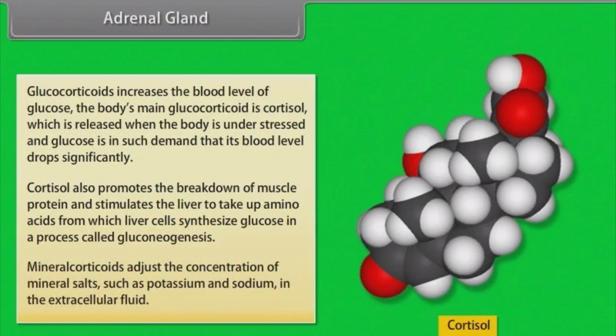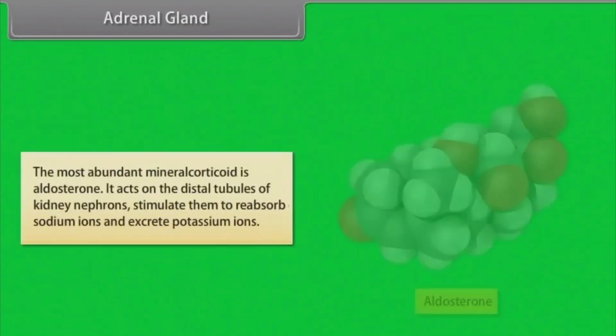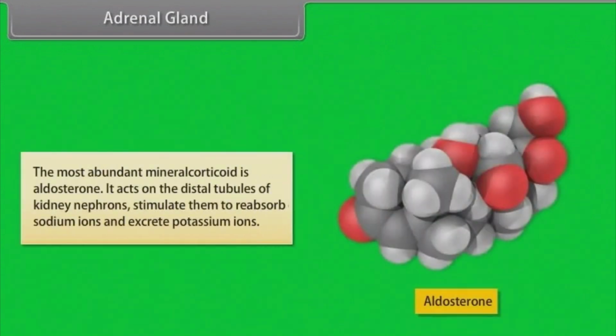Mineralocorticoids adjust the concentration of mineral salts such as potassium and sodium in the extracellular fluid. The most abundant mineralocorticoid is aldosterone. It acts on the distal tubules of kidney nephrons, stimulating them to reabsorb sodium ions and excrete potassium ions.